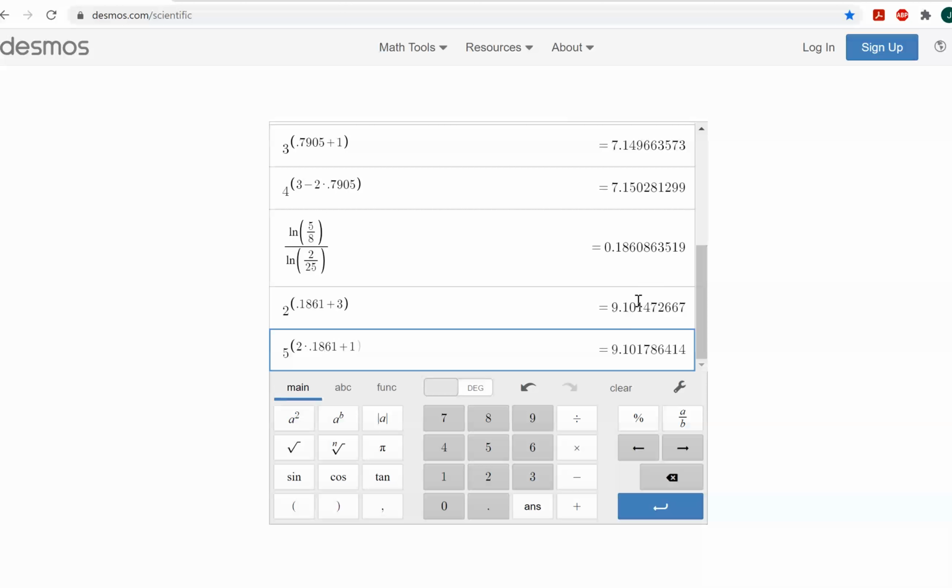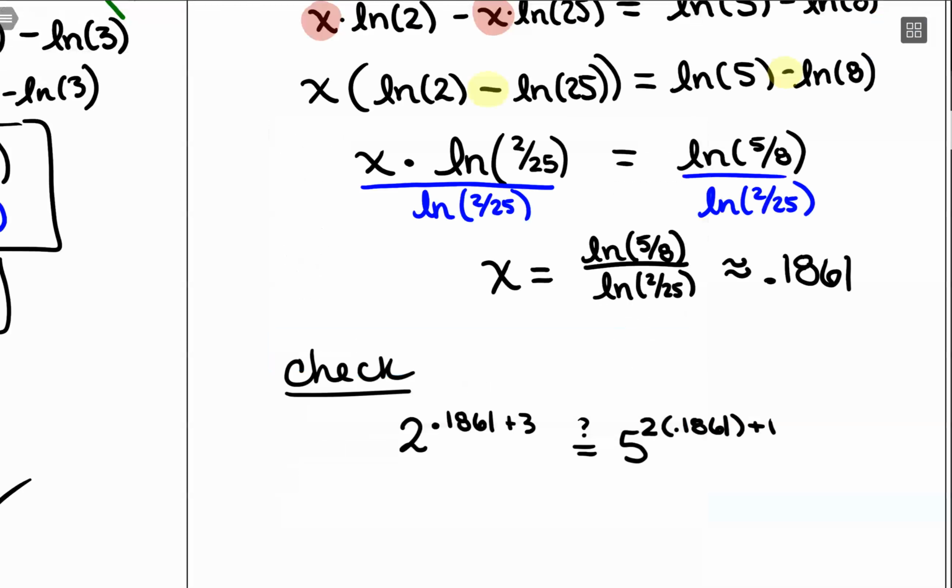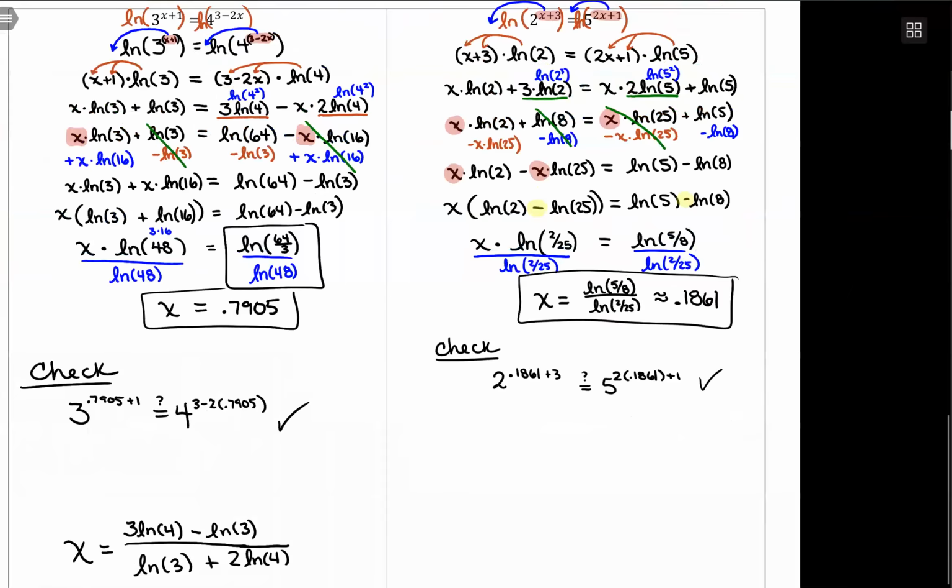So I usually look at probably the first 2 decimal places. This gets even better too. But usually the first 2 decimal places, that's perfect. Okay, so that checks out. So we have our solution there.